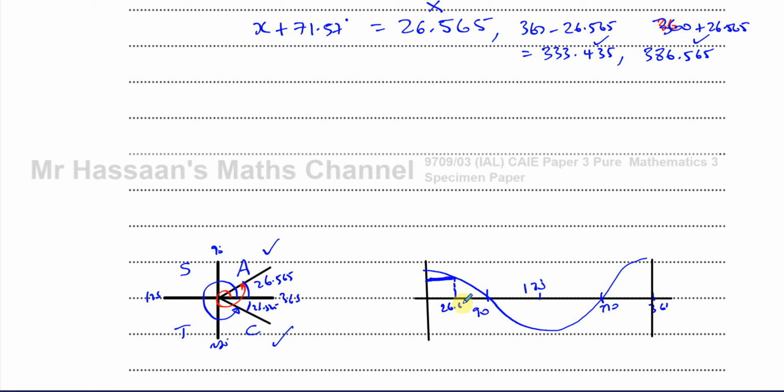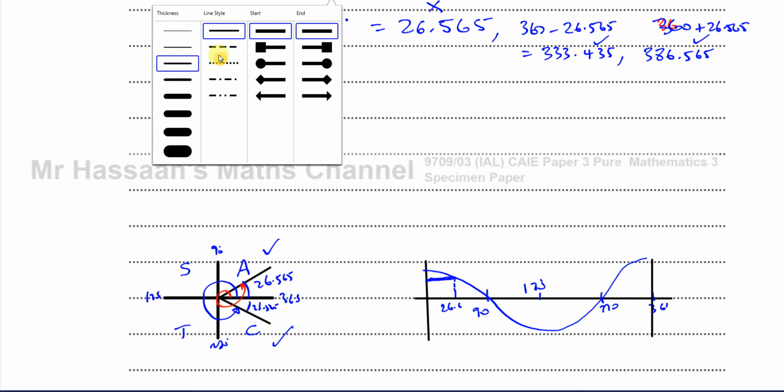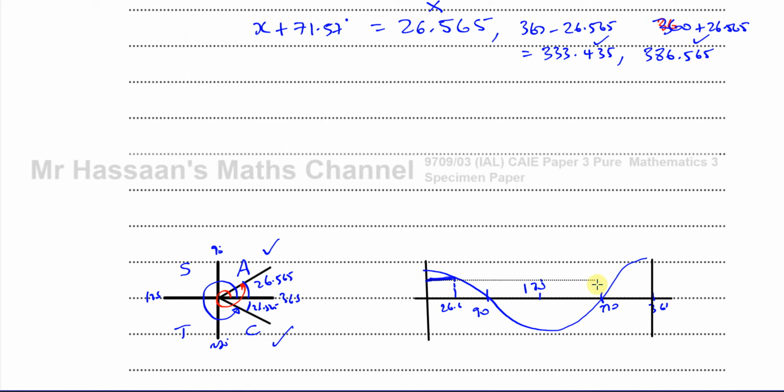Now, there's another angle which shares the same cosine ratio as this all the way over here, which is this angle over here. Because of the symmetry, this distance is the same as that distance. So this angle here is going to be 360 minus 26.565, which is what we get from here. So with the cosine curve, it's always the angle that the calculator gives you, which was this, which is outside of the range, so we're not going to include it in the end.